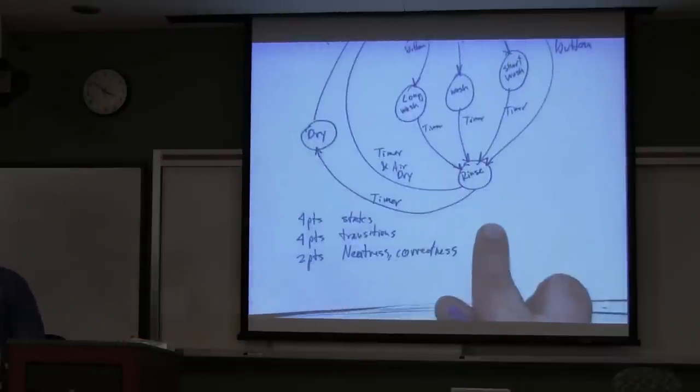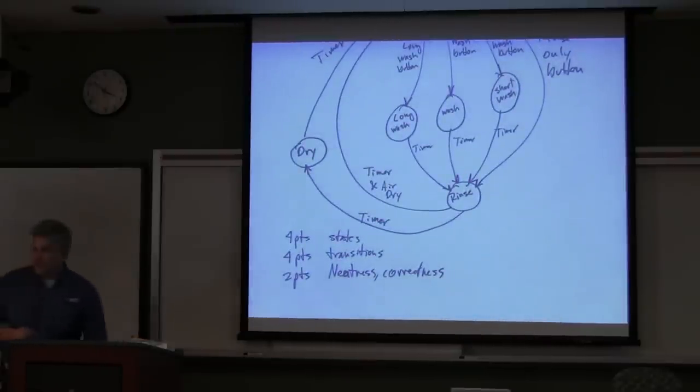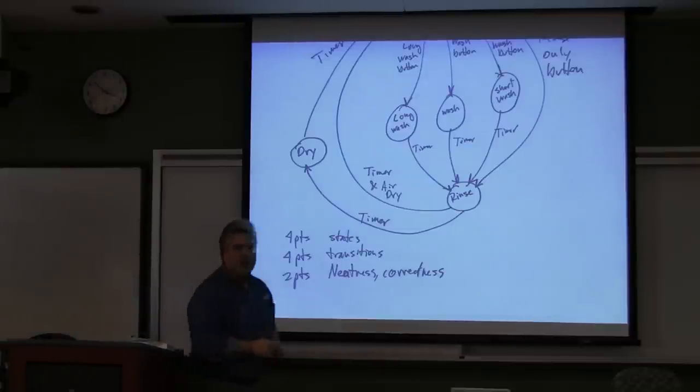So 4 points for states, 4 for correct transitions, and then 2 points for neatness, correctness, and the fact that you put both of your team members' names on there.